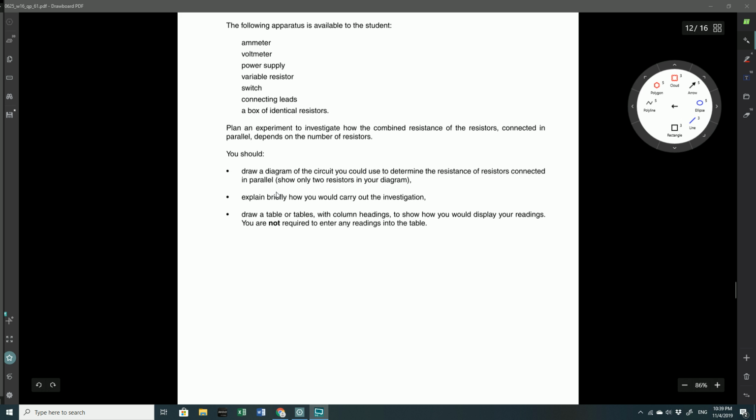They say you should first of all draw a diagram of the circuit that you would use to determine the resistance of the resistors connected in parallel, and they ask you to show only 2 resistors in your diagram. Explain briefly how you would carry out the investigation. Draw a table or tables with column headings to show how you would display your readings. You are not required to enter any readings into the table.